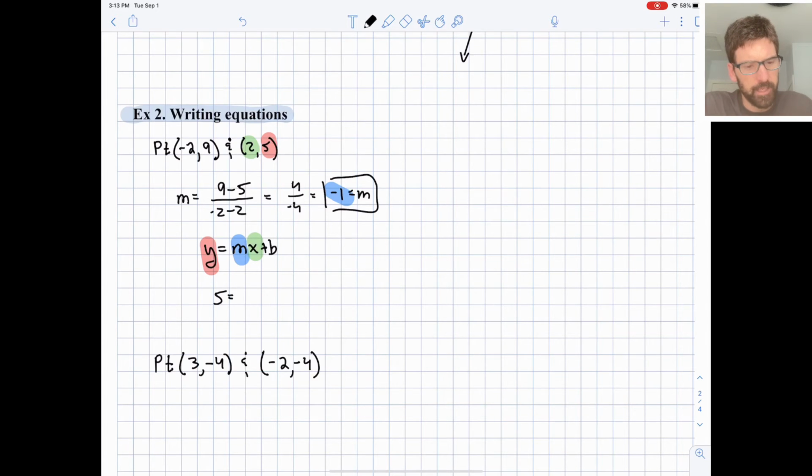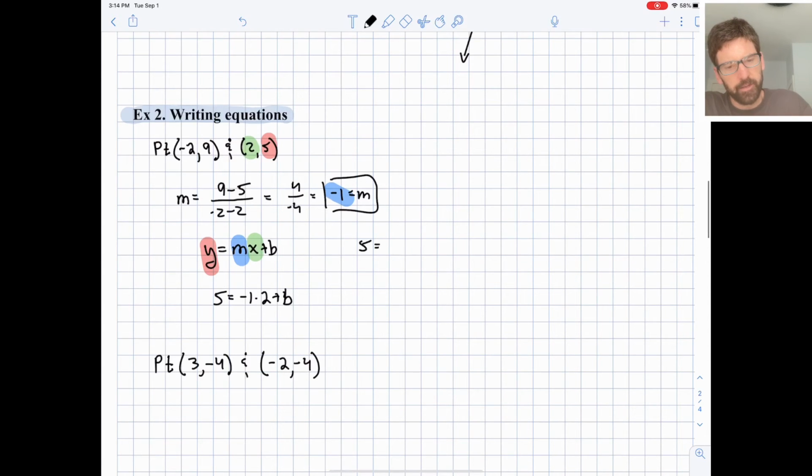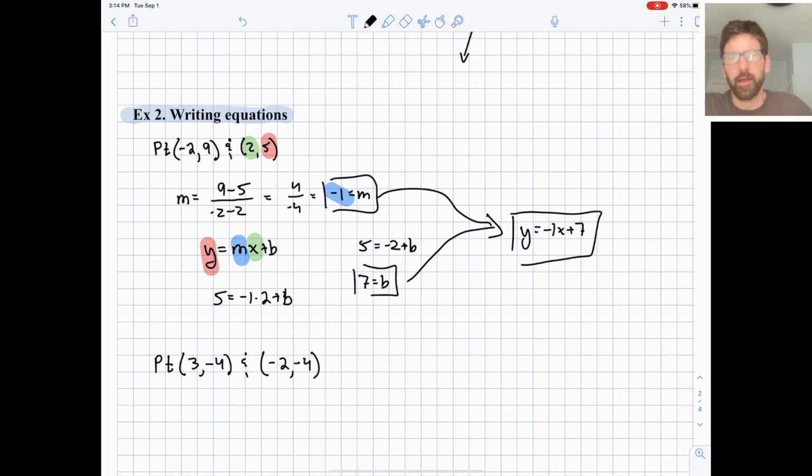So 5 equals -1 times 2 plus b. Moving over here, 5 equals -2 plus b. I'll add 2 to both sides. 7 equals b. So we have our m, we have our b. Let's write out our final equation with an x and a y. Okay, that would be our final equation right there, -1x plus 7.